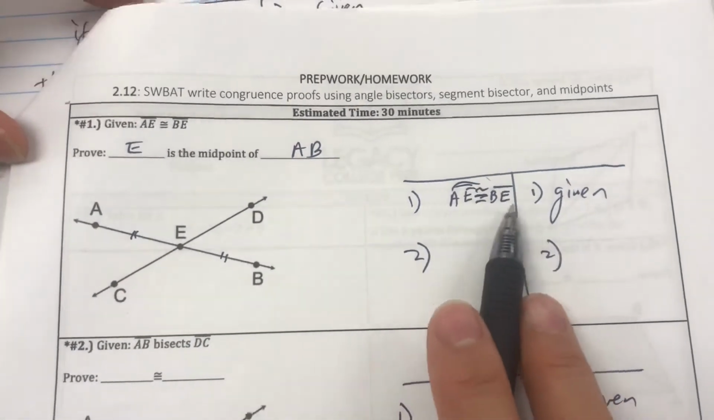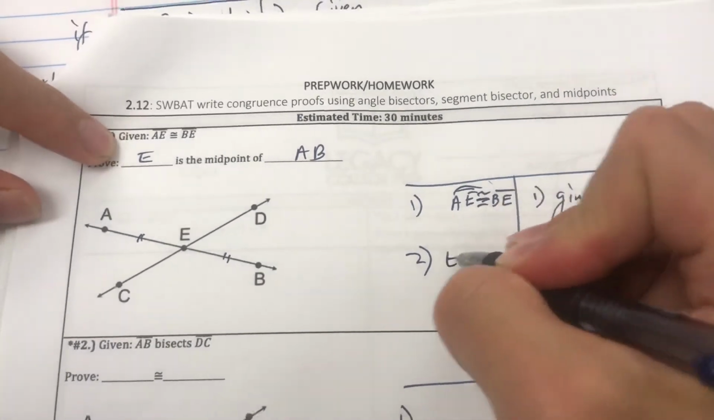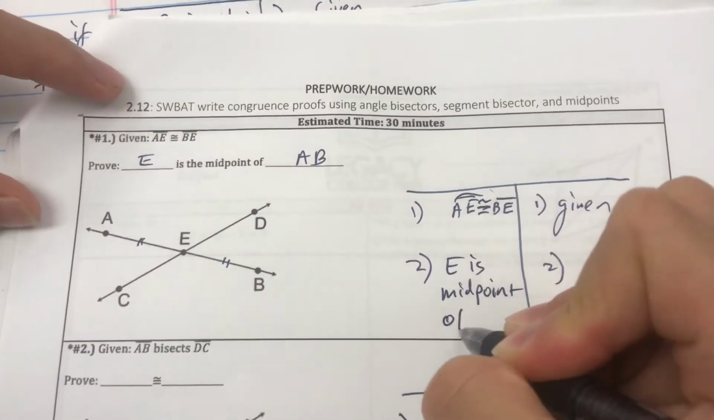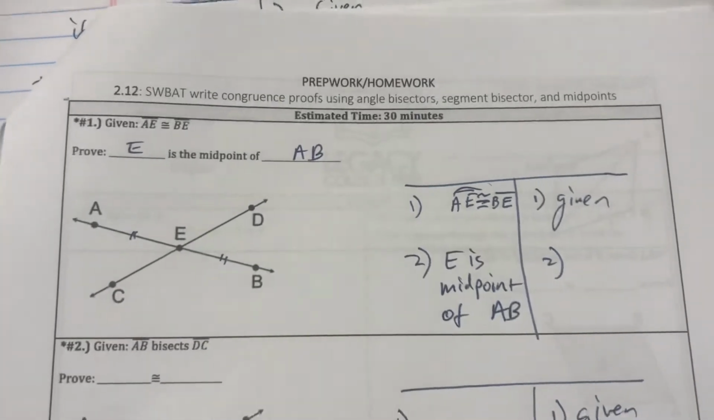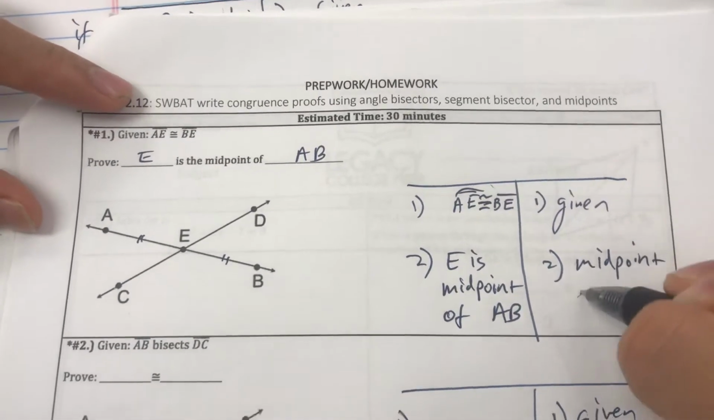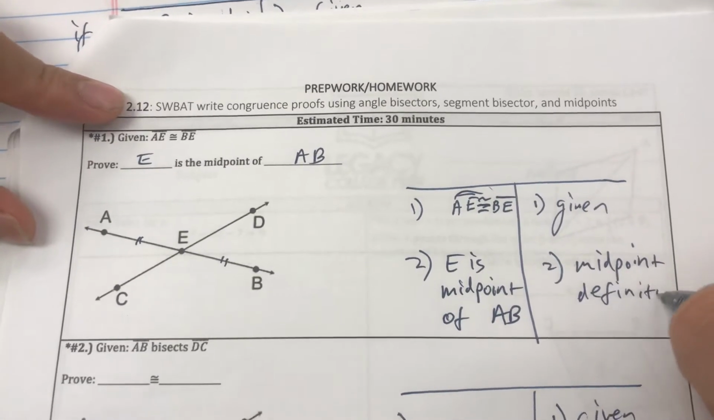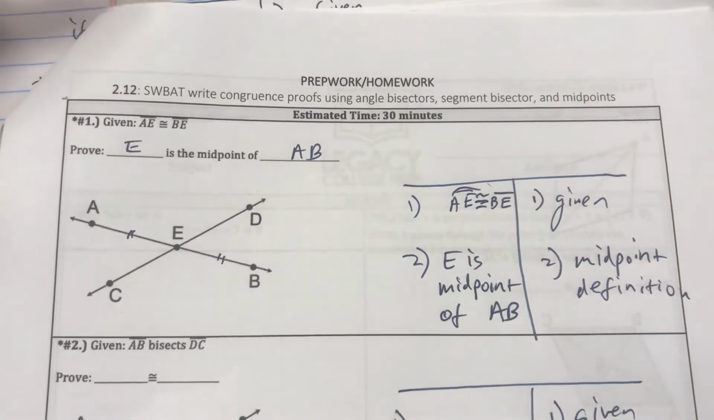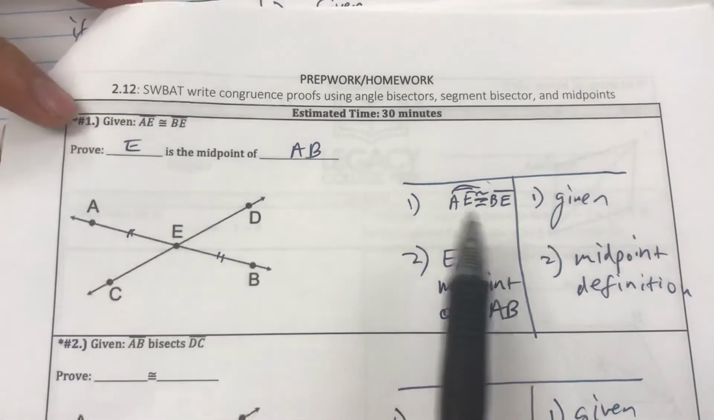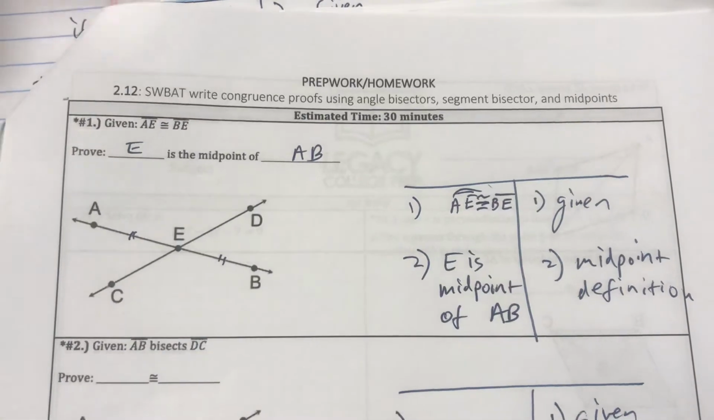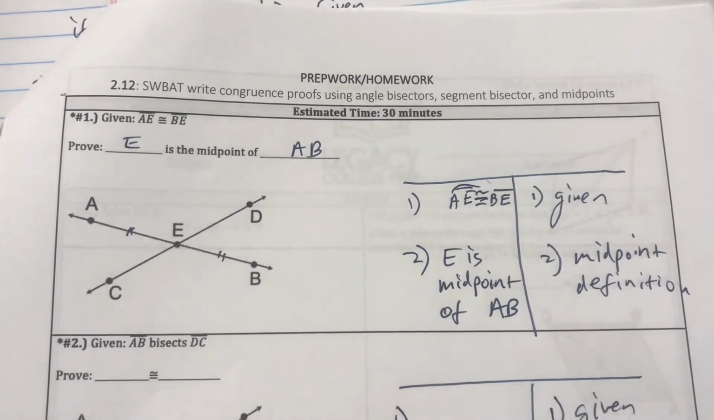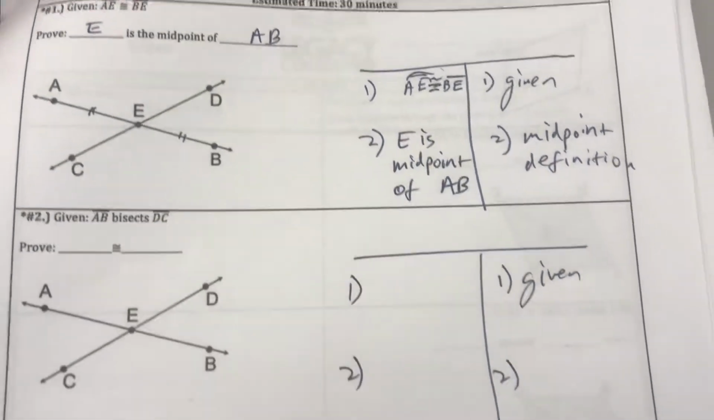Well, if this is given, then E is the midpoint of AB. Why? Simply because of the midpoint definition. That's it. Literally, it's not that hard. All you have to do is regurgitate exactly what they're telling you. But really, you got to understand the logic, right? If this is equal to this, there's no other conclusion you can make. E has to be the midpoint. Why? Because it's the midpoint definition. That's it. That's what you're filling out, okay?